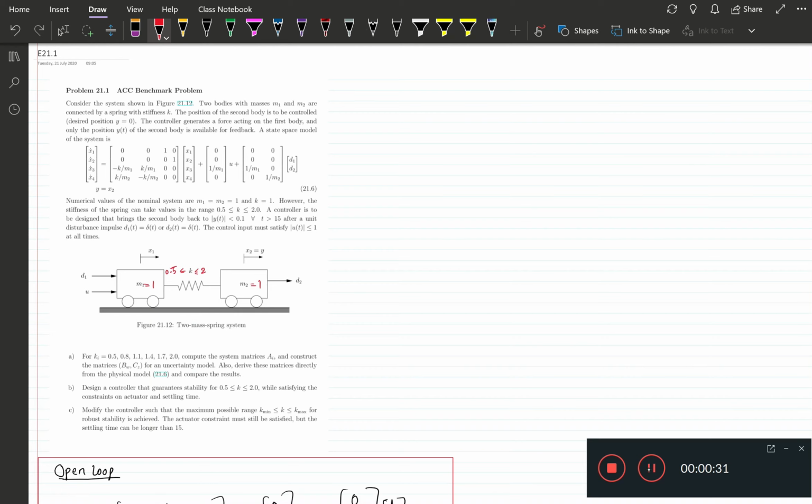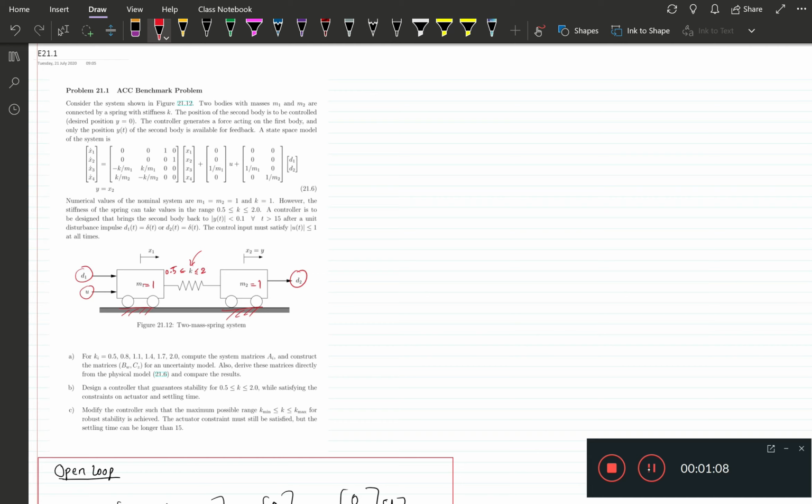We can exert a force via the controller on mass 1, and we have disturbances d1 and d2 as forces acting on the two masses. We have to neglect the friction here and assume perfect rolling. That is the physical setup, and the uncertainty is inside this k. So the k is unknown but fixed. We have this fixed and unknown uncertainty.